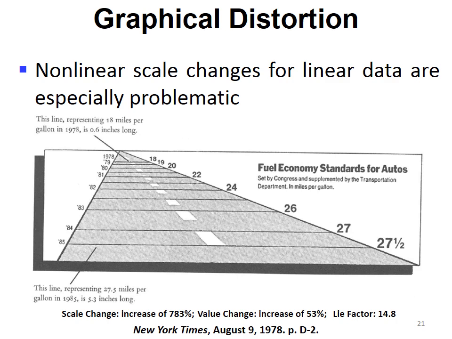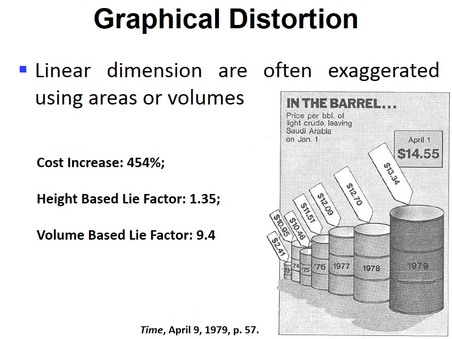Many media exaggerations focus on things like fuel economy and petroleum prices. The following figure shows the increase in mileage of automobiles from the mid-70s to the mid-80s. While mileages increase from about 18 miles per gallon to about 27.5 miles per gallon, or about 53%, the scale of the graphic increases about 783%. The quotient of the two percentages gives a lie factor of about 14.8. This is of course bad form for practicing scientists and engineers.